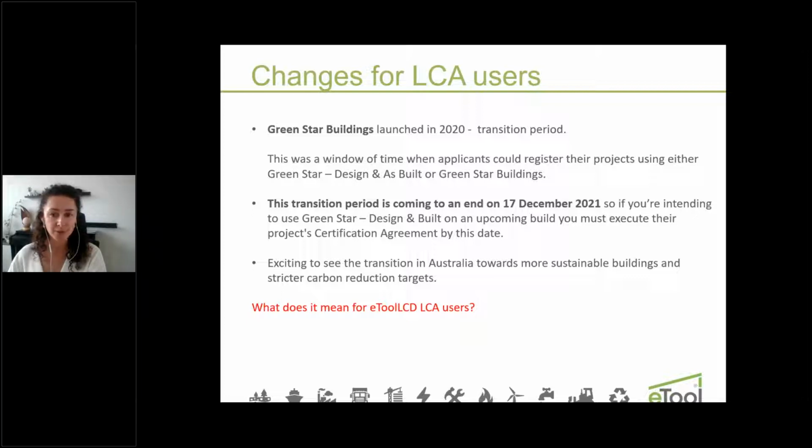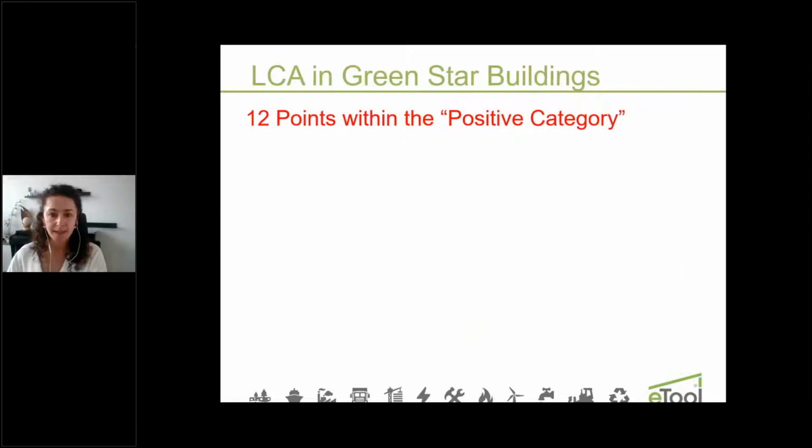So what it means for LCA users, this webinar is really to inform you and to discuss what this change means for the LCA. We had a look at the Green Star Buildings rating tool, and specifically the Positive category, and identified certain credits where LCA is applicable. We calculated that about 12 points could be achieved, and here are the credits that can be used for life cycle assessments, where you could get the results out of the modeling.